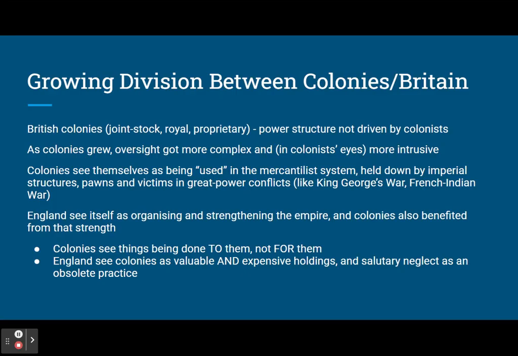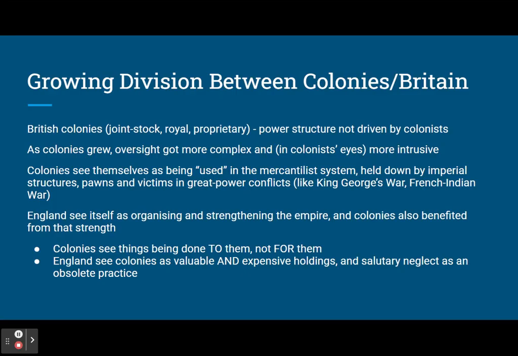Colonists increasingly saw themselves as being used in this mercantilist system. And you recall, we talked about mercantilism in an earlier video as this system in which colonies are supposed to serve this purpose of enriching the mother country, like England. So they felt like they were being used. They were being held down by imperial structures. They felt they were pawns and victims in conflicts like King George's War and later on the French and Indian War, which we'll talk about in Unit 3. So they really felt like, what are we getting from England? They didn't feel like they were getting much, but they felt like they were definitely being used by England.